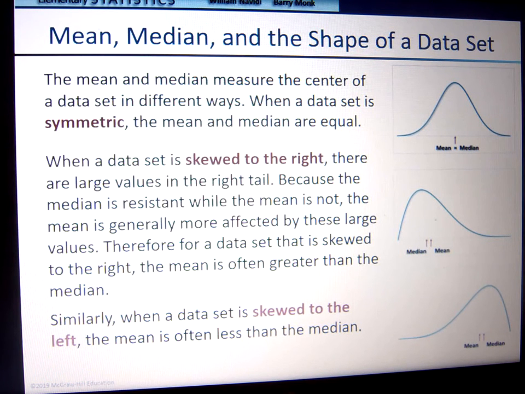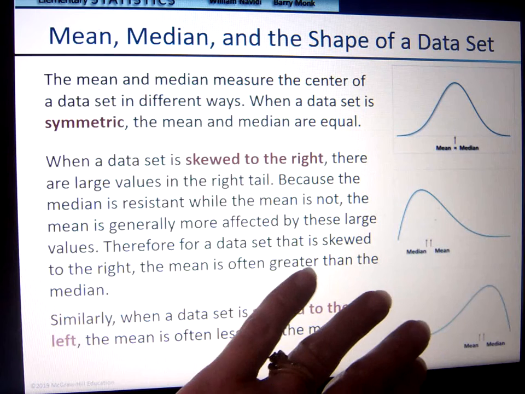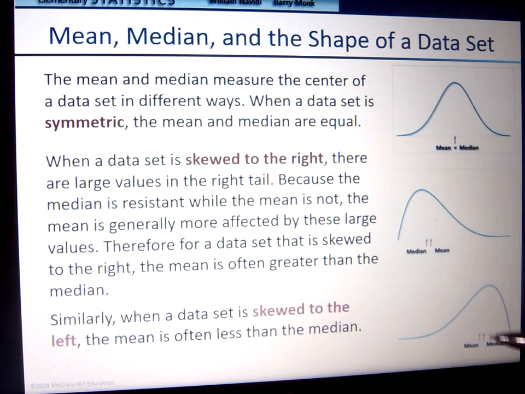Therefore, for a data set that is skewed to the right, the mean is often, notice it says often, greater than the median. So in general, the median is going to be here and the mean is pulled by the skew. Whichever way it is skewed, the mean is pulled that way. And similarly, when we have skewed to the left, when you can put your left hand over here, the skew will pull the mean in this direction, and you will see the mean is often less than the median.